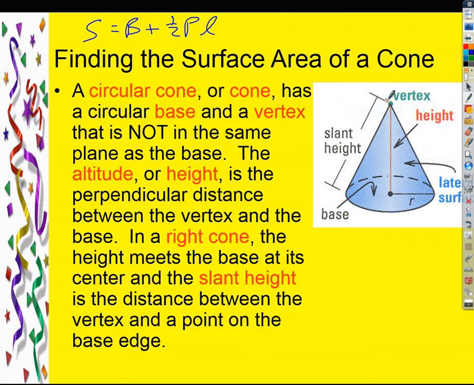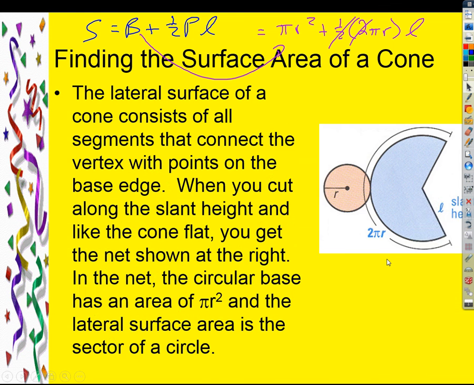Pi r squared. So now we can take the base, and that's going to get converted into pi r squared. What about 1/2 times the perimeter times the slant height? Well, what's the perimeter of a circle? That's our circumference. In fact, we call the perimeter of a circle the circumference. 2 pi r, right? So this becomes 1/2 times 2 pi r times L. The 1/2 and the 2 cancel, and what do you know? Voila.